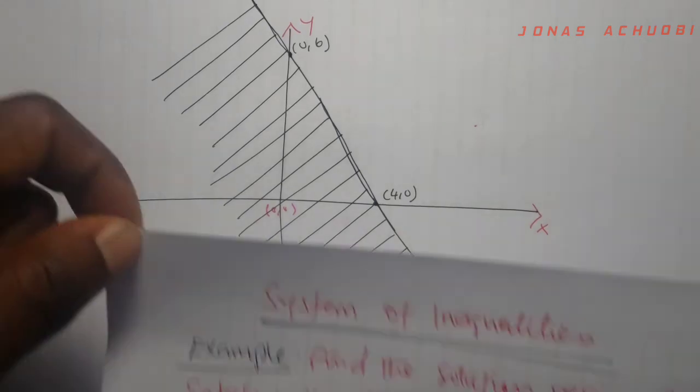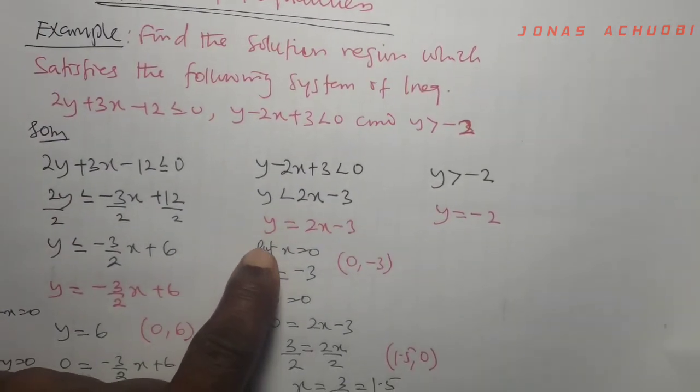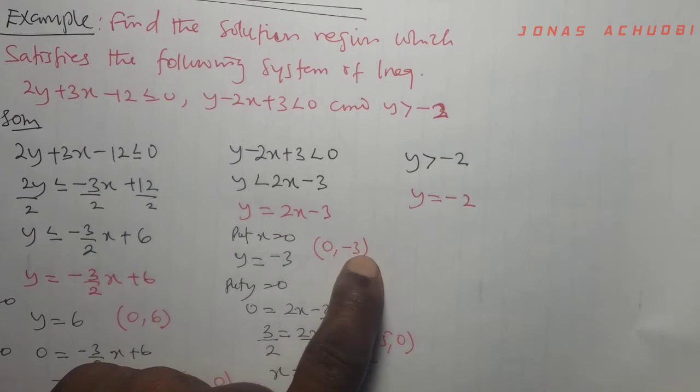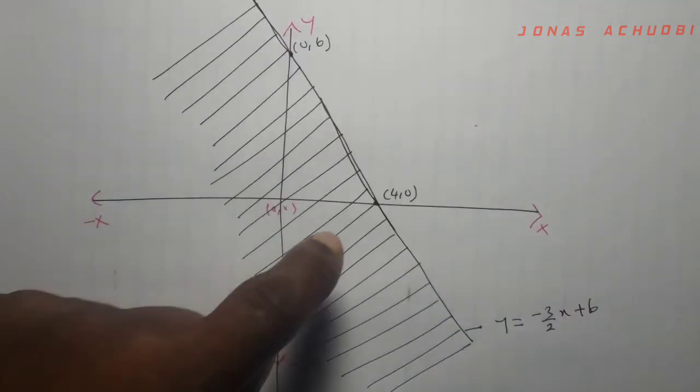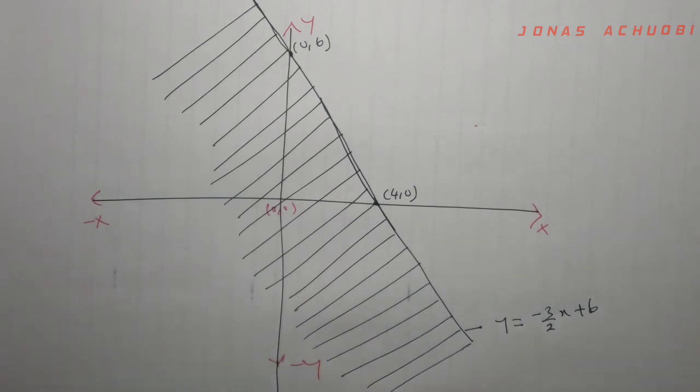We'll now move on to the second inequality. The points are 0, minus 3. So x is 0, y is minus 3. On the same xy plane, we'll point out those regions.